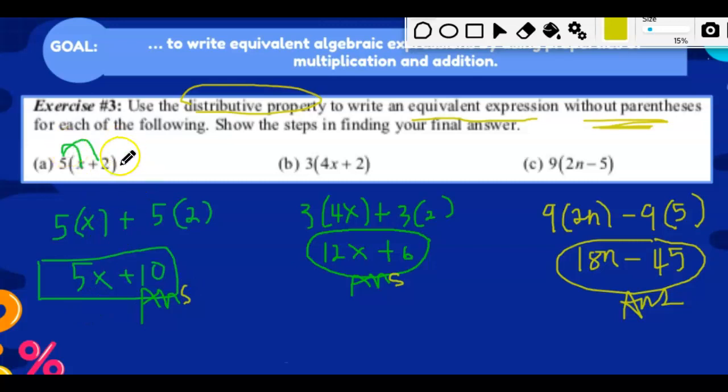So for this expression, the equivalent of 5 parentheses x plus 2 is 5x plus 10, and 3 times the quantity of 4x plus 2 is 12x plus 6, and 9 times the quantity of 2n minus 5 is 18n minus 45. Later on, when you're experts, you don't need this second part. You just go straight to 18n minus 45, or 12x plus 6. Take a picture.